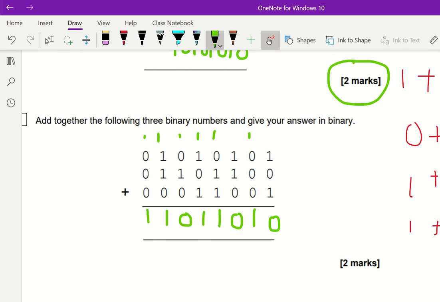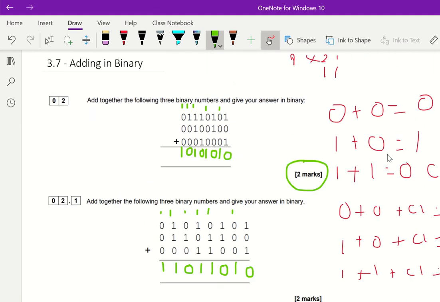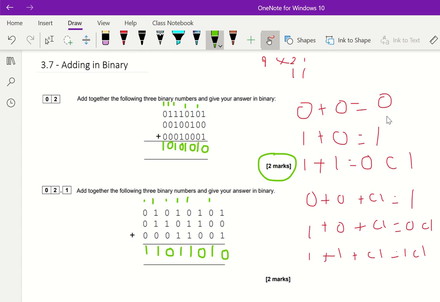So once again, we've got 2 marks here, 2 nibbles. So 1 1 0 1 gets you 1 mark, and 1 0 1 0 gets you the second mark. The key here is remembering these rules, as you can see. As long as you remember these rules here, then you'll always be able to answer any adding in binary question.